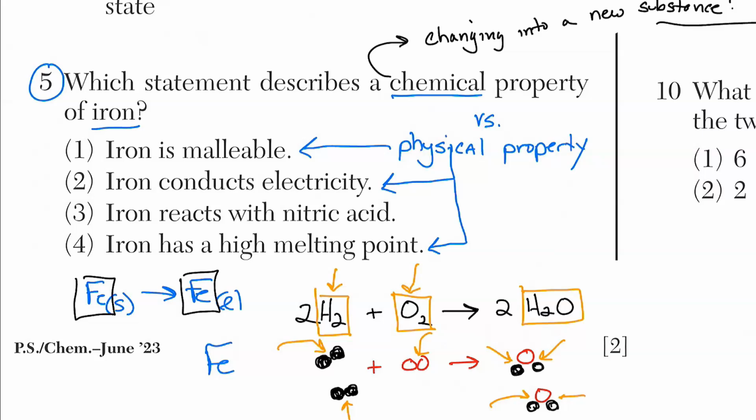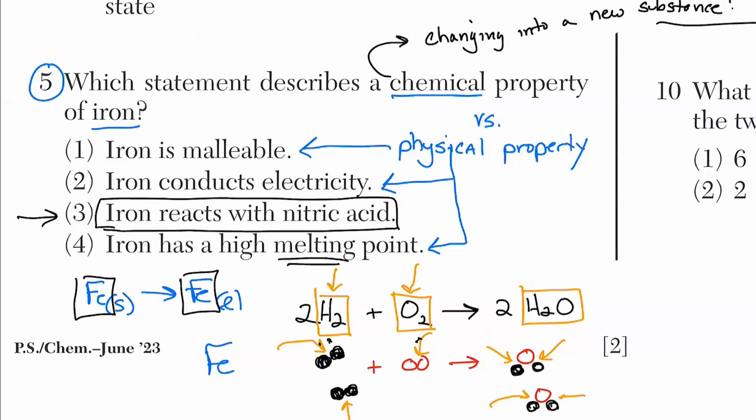So melting point, condensation point, freezing point, vaporization, all the phase changes are physical. And the only choice here that makes sense is iron reacts with nitric acid. Its ability to react, like hydrogen and oxygen react, to make something new. So reacting with another compound to make something new is a chemical change. That's why number 5 is 3.